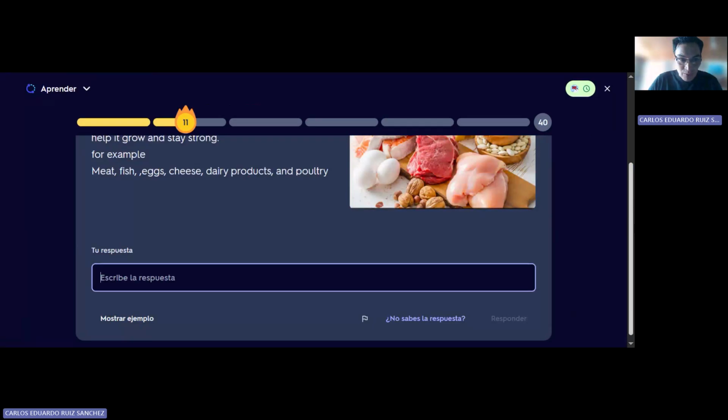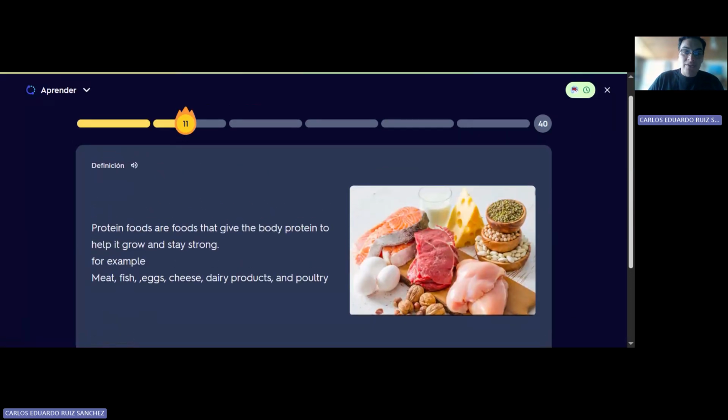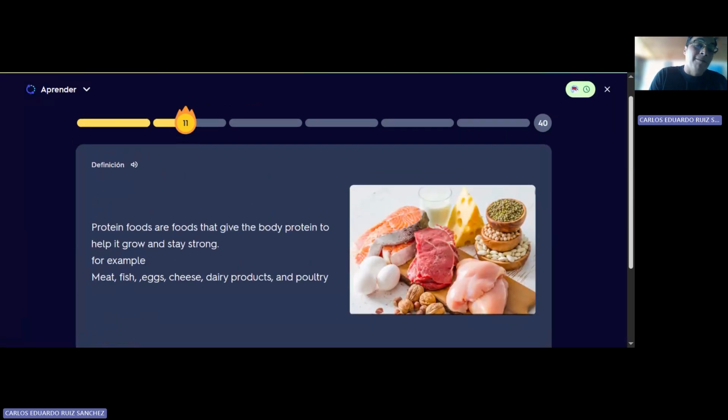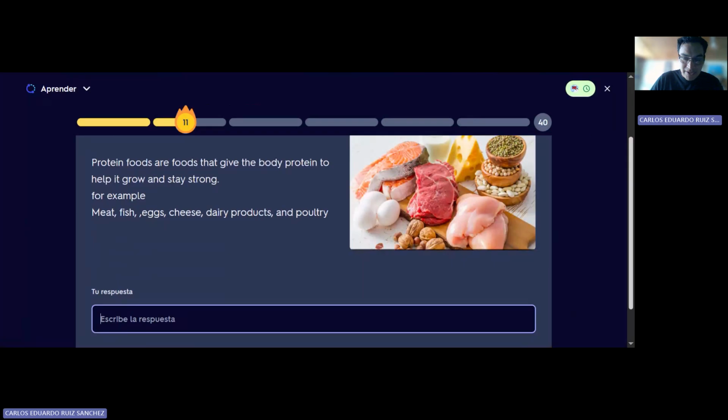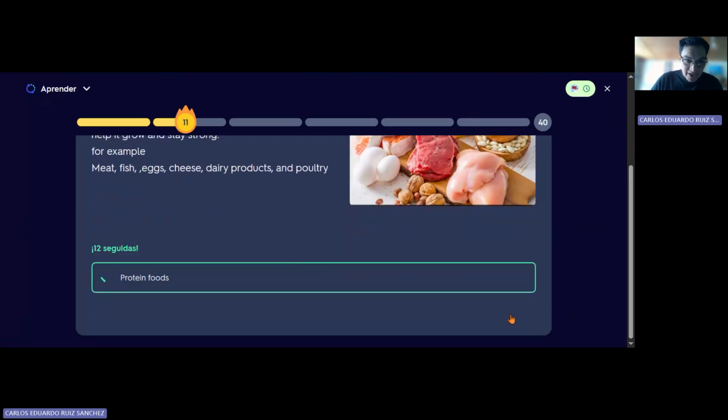Same with the other ones. You need to identify the main word, the core word in this statement. Protein foods are foods that give the body protein, etc. What is the main word here, or what's the principal idea? Protein foods. Yes, protein foods. And let's check. Goody.